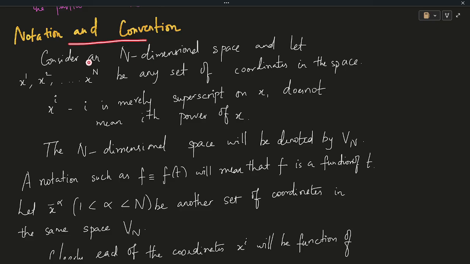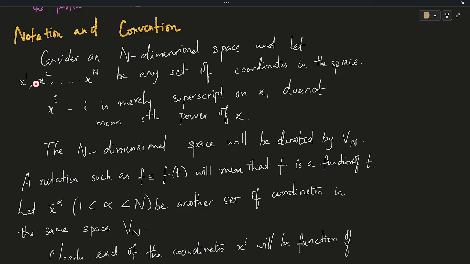Notations and conventions. Consider an n-dimensional space, and x1, x2, ..., xn are the set of coordinates in that space. For reference, we have a three-dimensional space which includes x, y, and z as the coordinates. It means if we have an n-dimensional space, we have n coordinates. Very much like that, we have a three-dimensional space, so we have three coordinates x, y, and z.